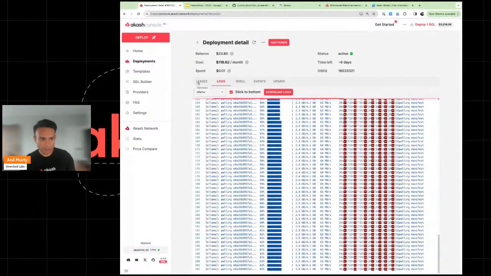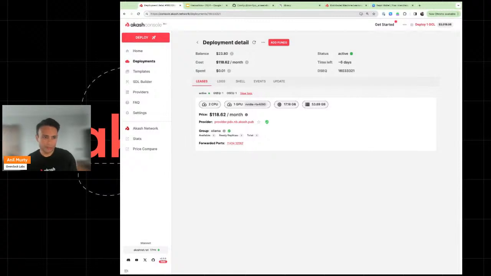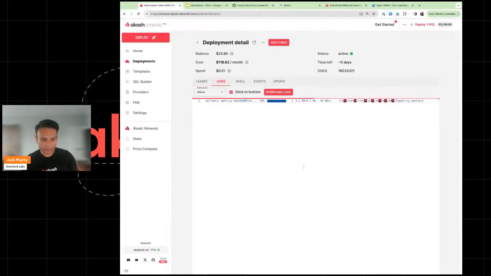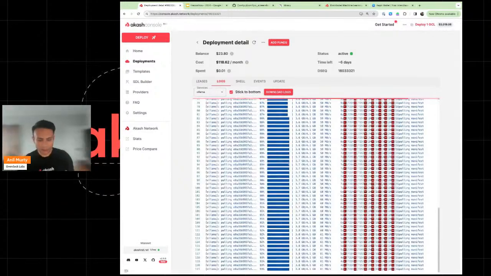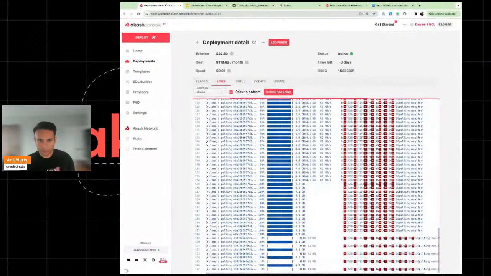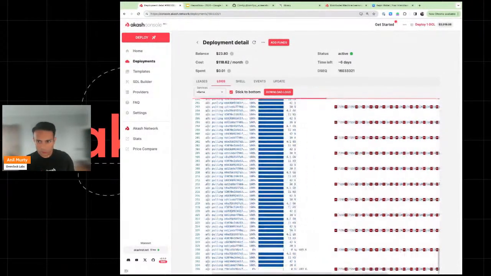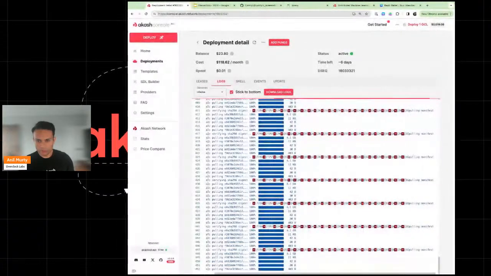Once this is complete, if you go into the leases place here, it says that this is deployed now because the container image is deployed. If I go ahead and click on this, you can see that it says Ollama is running. So the base Ollama image is running on this provider now. But we've got to wait until it pulls down the actual AI model onto the provider as well. Once that is complete, then we'll be able to go ahead and run inference with this as well.